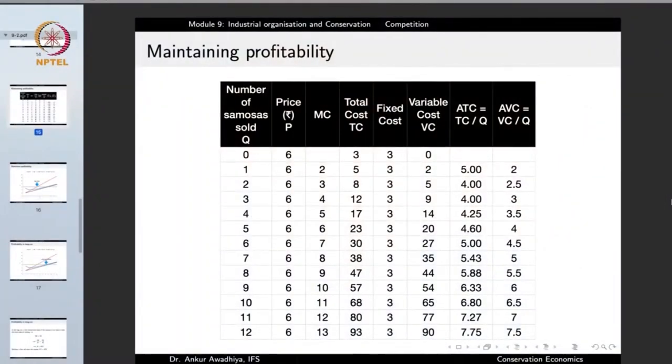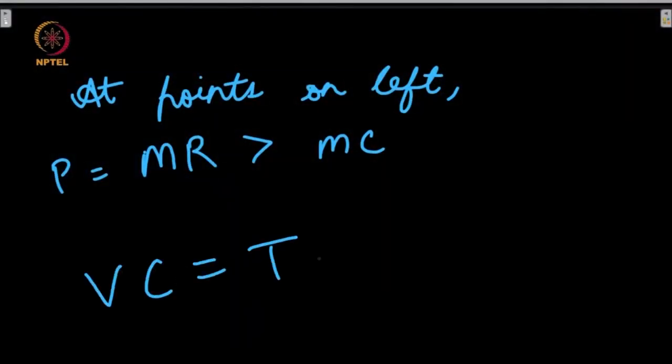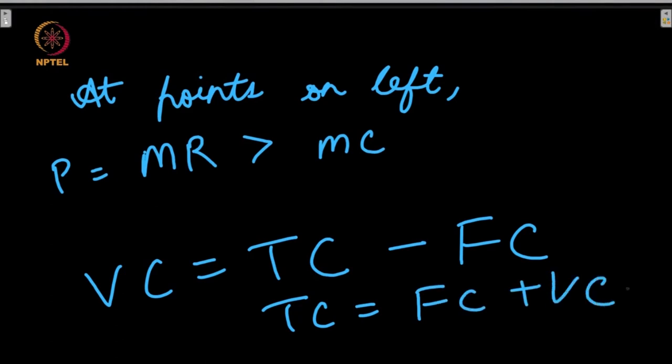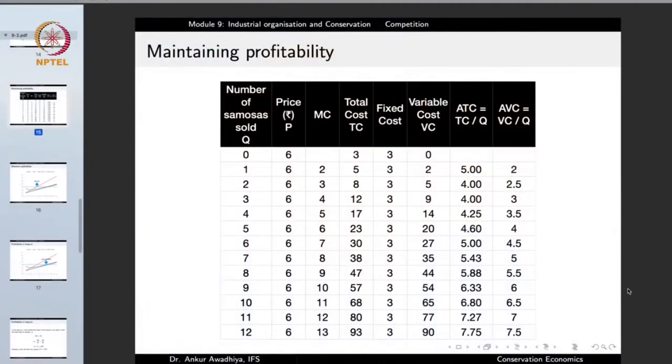So if you look at this chart, we have the number of samosas that are sold, the price, and the price is fixed, the marginal cost increases, the total cost also increases, and the fixed cost is fixed. The fixed cost is given by the total cost for zero production, which is 3 rupees. Now the difference between the total cost and the fixed cost will give us the variable cost. So for zero items, it is 3 minus 3 is 0. For one item, it is 5 minus 3 is 2. For two items, it is 8 minus 3 is equal to 5. So we can compute the variable cost. And variable cost is equal to total cost minus the fixed cost, because total cost is fixed cost plus variable cost. So we can compute the variable cost in this manner.